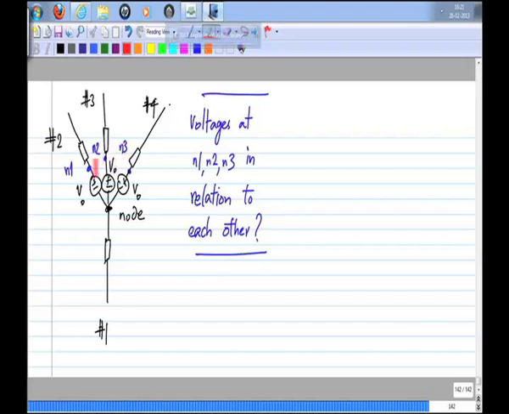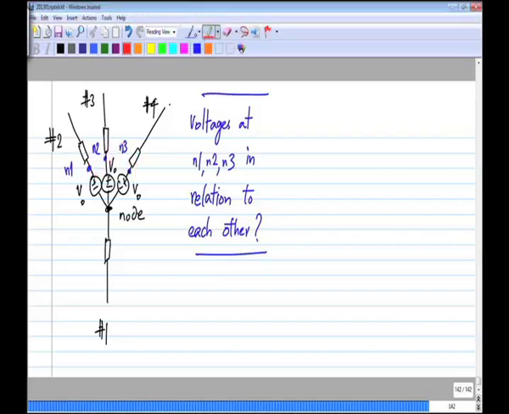So a couple of you have given your answers. They will be the same voltage, and that's pretty clear, because let's assume that the voltage here is some V1. Now the voltage at N1 will be V1 plus this V0, and here it will be V1 plus V0 again, and here also it is V1 plus V0. Okay, so they'll all be equal to each other.